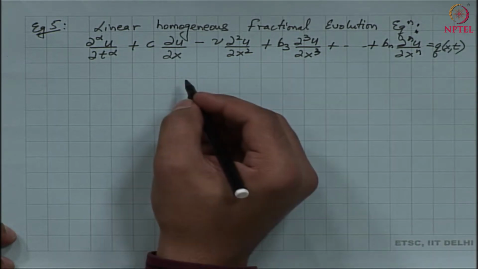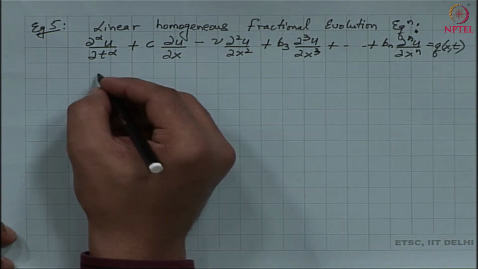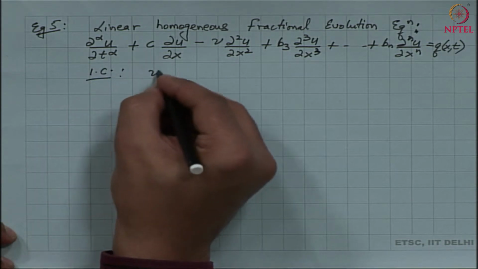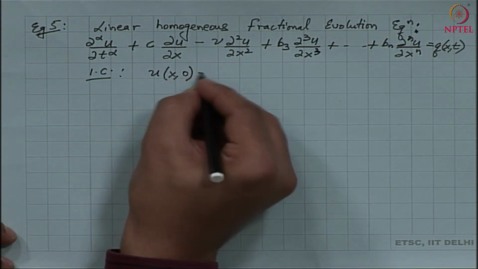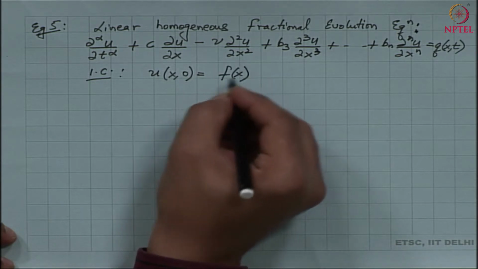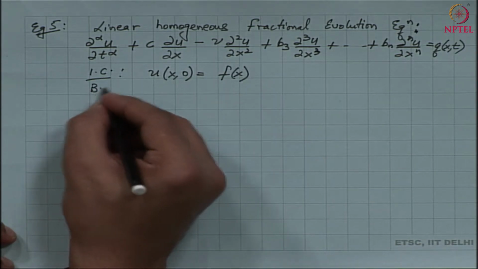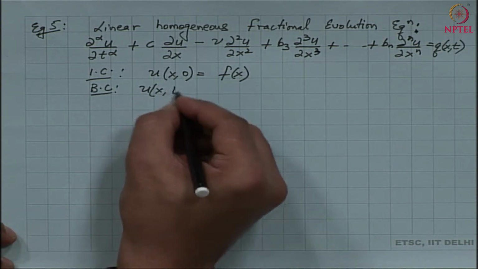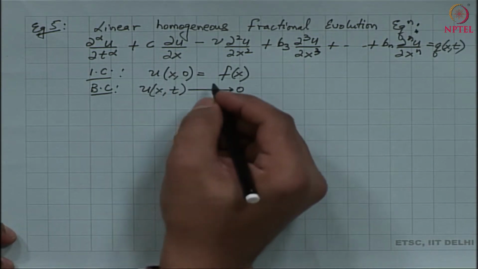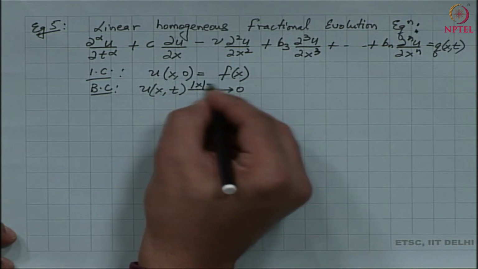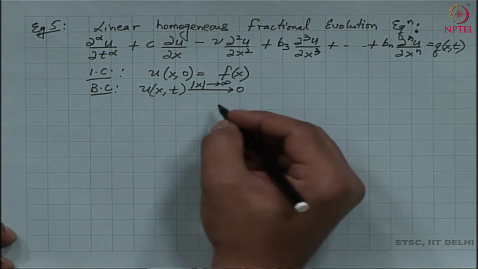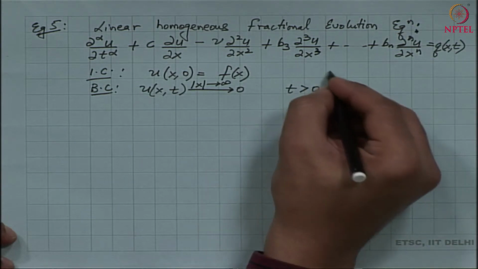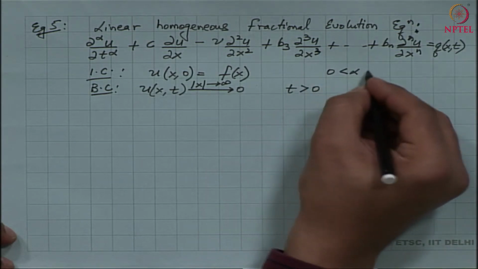Okay. So, let me try to solve this; let me give all the initial conditions. The initial conditions are as follows: u of x comma 0 is f of x, and I am given the boundary condition u of x comma t is 0 when the domain size grows to infinity. This is for all t greater than 0, and let me further assume that my fractional order is from 0 to 1.